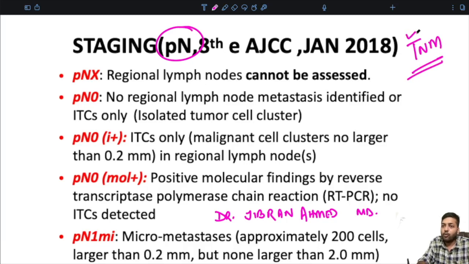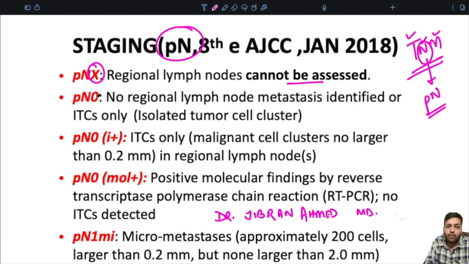We are having the tumor, we are having the node and we are having metastasis. Okay, so over here, because we have discussed the lymph nodes, I will be discussing the pN staging according to the AJCC 8th edition. So NX means when the regional lymph node cannot be assessed. N0 means no regional lymph node metastasis identified, or ITCs only, that is, you have isolated tumor cell clusters only.